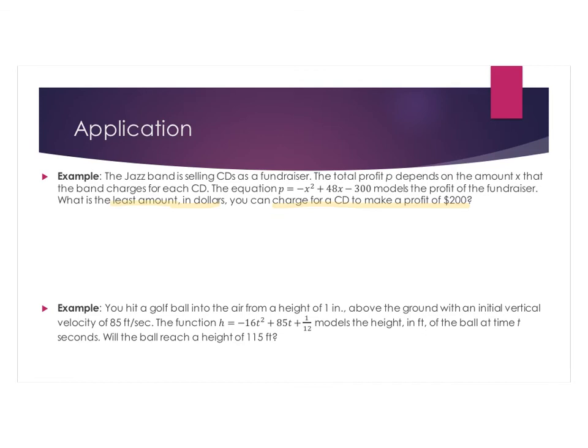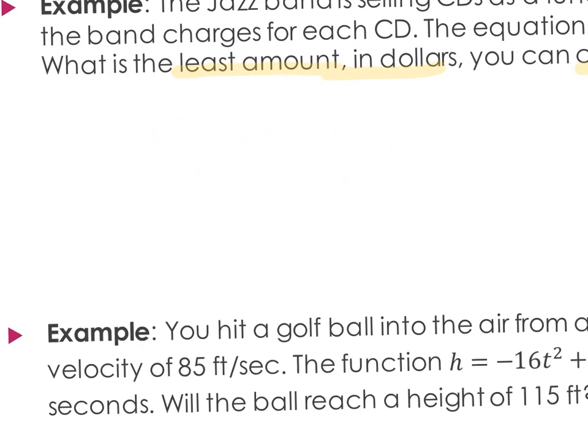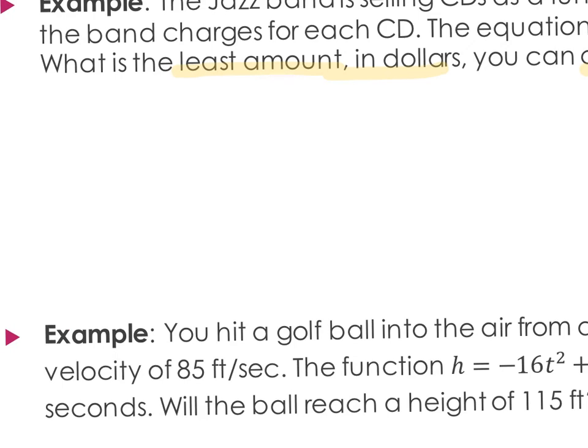So profit of 200, which letter is that going to go into? Well, there's a clue in the second statement. It says the total profit P depends on the amount of X the band charges. So that means we're going to replace the P with 200. Now we're going to solve for X.